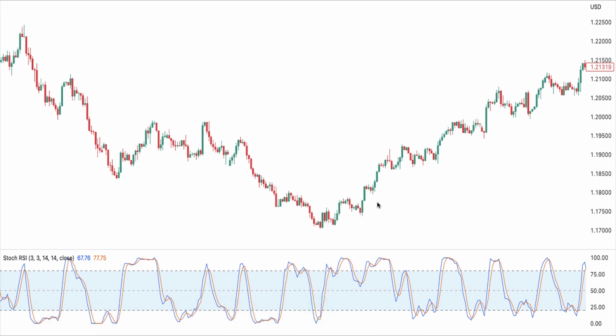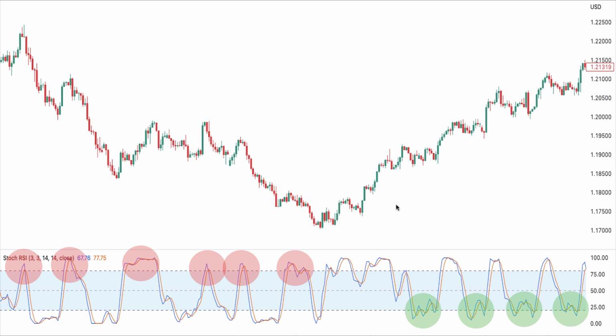Here also a good strategy to filter the false signals is taking only the signals that happen in the direction of the market. For example, here the price is in a downtrend, so we only focus on the overbought readings of the Stoch RSI for entering short positions, or here the price is in an uptrend, so we only focus on oversold readings for entering long positions.